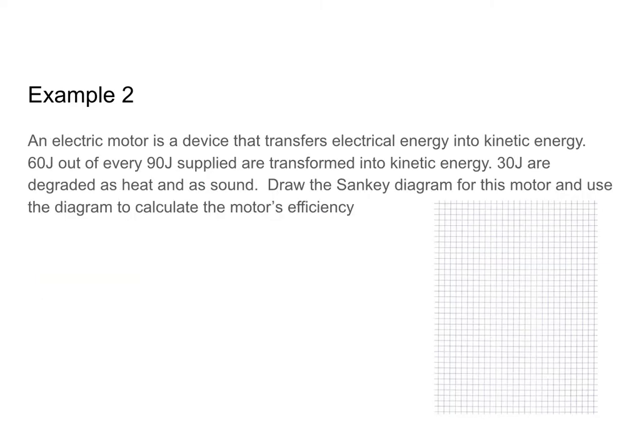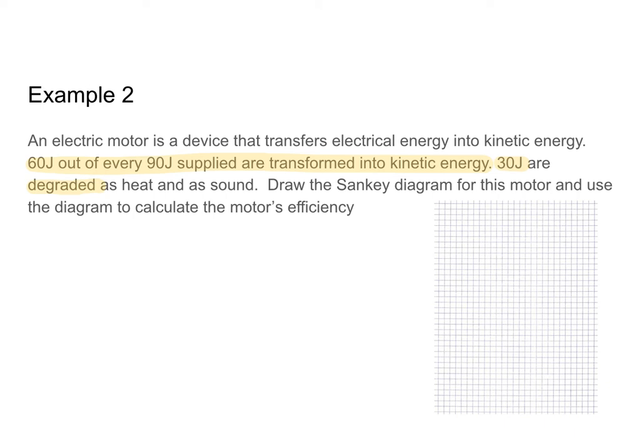So moving on to example 2. An electric motor is a device that transfers electrical energy into kinetic energy. 60 joules out of every 90 joules supplied are transformed into kinetic energy. 30 joules are degraded as heat and as sound. Draw the Sankey diagram for this motor and use that diagram to calculate the motor's efficiency. So let's start by drawing my diagram.